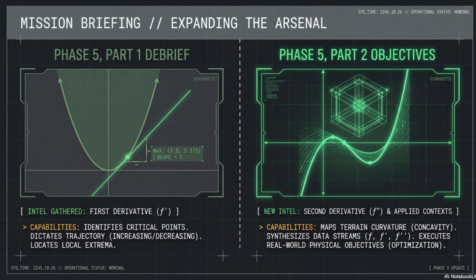In Part 1, you gathered intel using the first derivative, f prime, to identify critical points and dictate whether the function's trajectory was increasing or decreasing. Now we expand our arsenal. You will utilize new intel from the second derivative, f double prime, to map terrain curvature, synthesize multiple data streams, and execute real-world physical objectives.